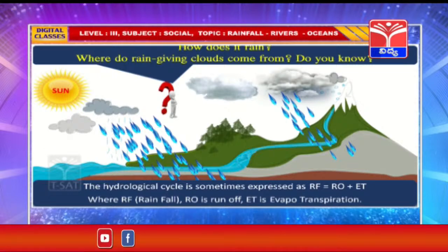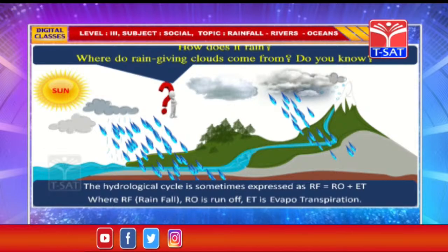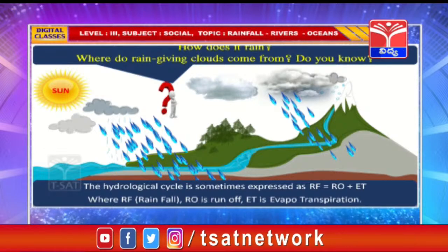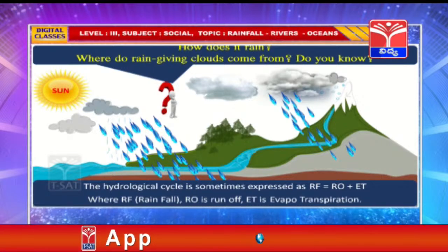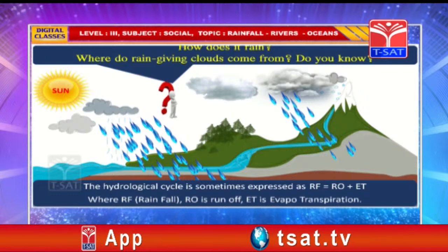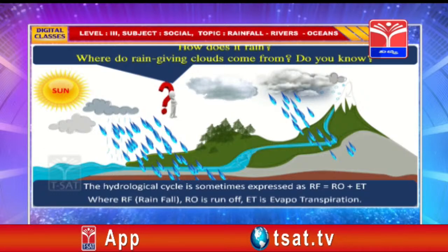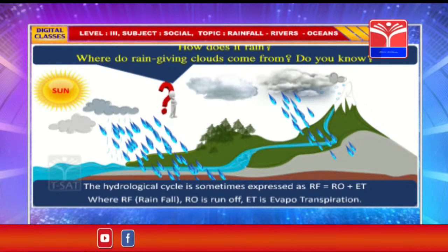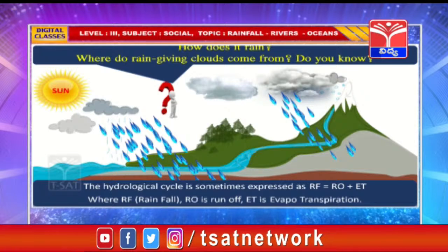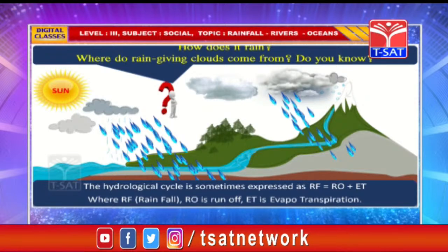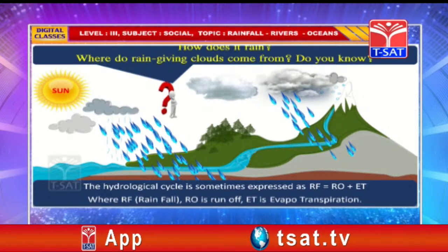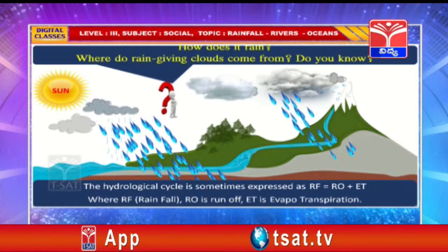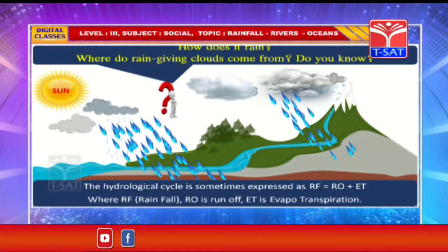Hydrological cycle is the circulation of water in different forms, that is solid, liquid and gaseous. It also refers to the continuous exchange of water between the oceans, atmosphere, land surface, subsurface and all the living organisms. And this hydrological cycle is expressed as RF = RO + ET, where RF stands for rainfall, which includes the precipitation, RO is runoff and ET is evapotranspiration.